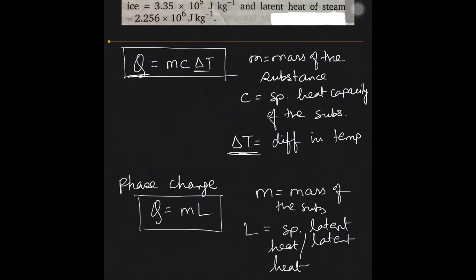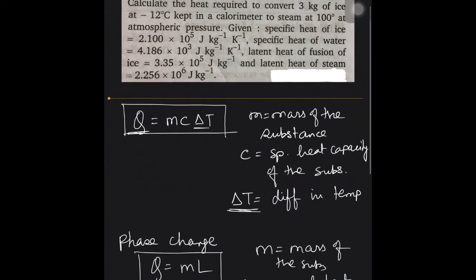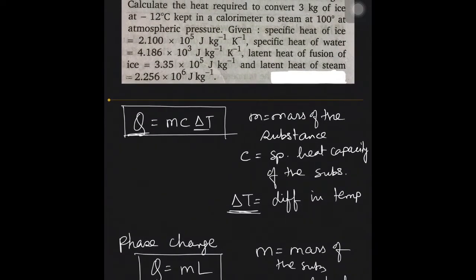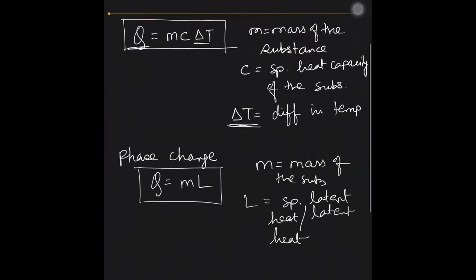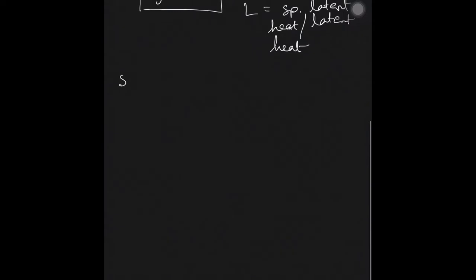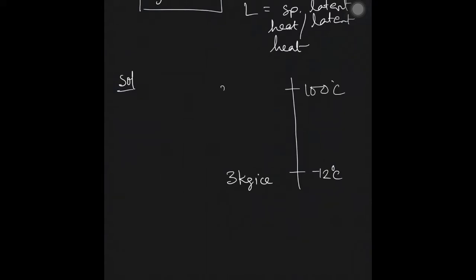Okay, so in this problem once again I will draw the temperature graph to do the calculation. You have 3 kg of ice at minus 12 degrees C, which you are converting to steam at 100 degrees C. So let's proceed to do the sum. Solution. Let's draw a temperature graph. At minus 12 degrees C you have 3 kg ice. You want to take it to 100 degrees C steam, so you should get 3 kg of steam.